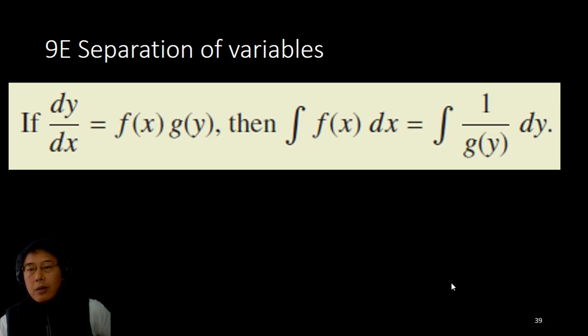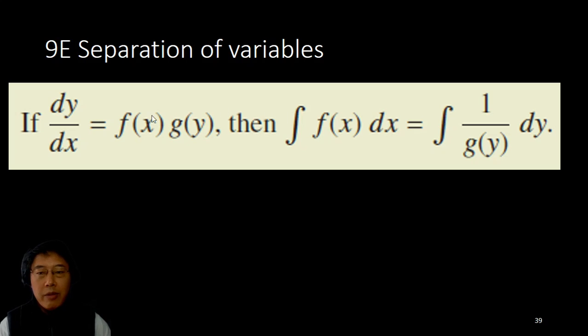Hi, we'll continue with chapter 9. So with 9e, it's an application of anti-differentiation. You will have to separate the variables. So when you have a situation when your rate of change, you have a differential equation that will have two variables, you should be able to separate the variables.